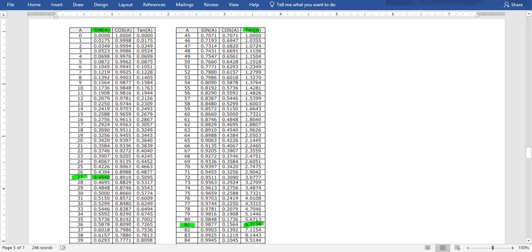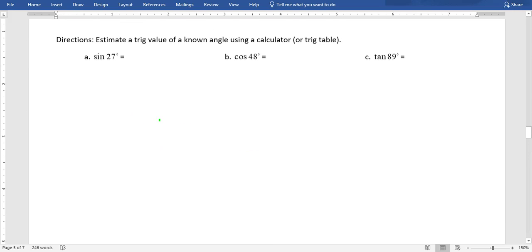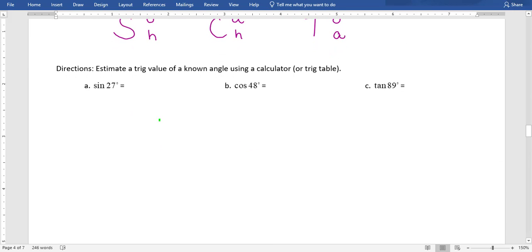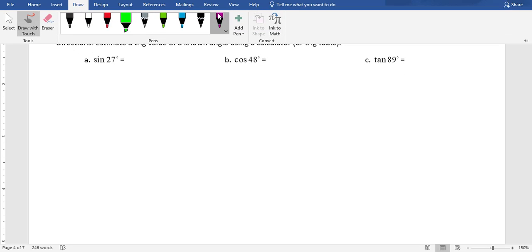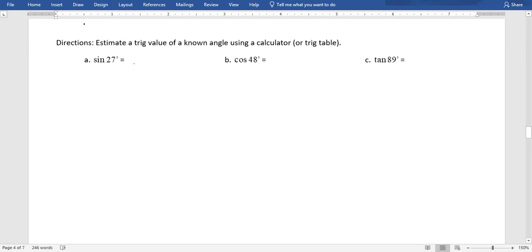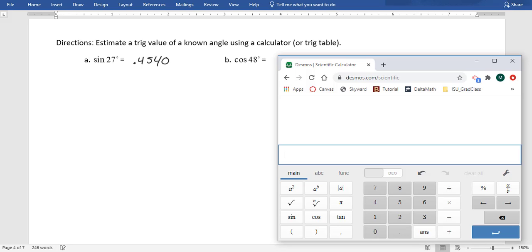So let's see, 0.4540. Let's go back up here and see if our calculator gives us the same value. Now the calculator I'm going to use is the scientific calculator at Desmos.com.